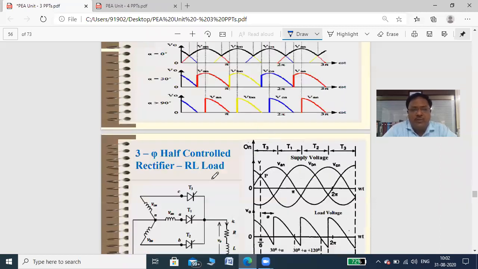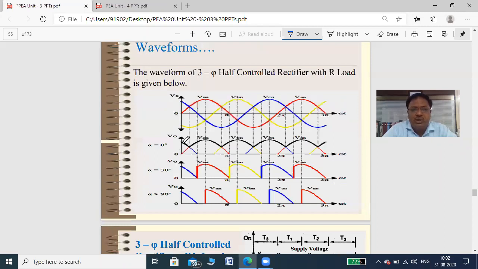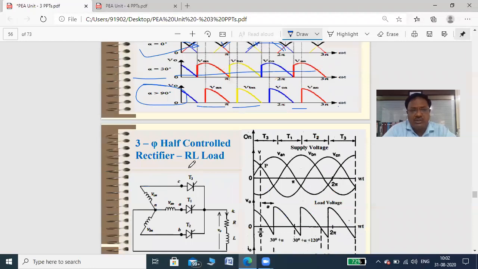So this is the working. If alpha equal to 0, you will get output like this, that is 3 pulses during one complete cycle. Alpha equal to 30, still you are getting a continuous output. But if your alpha is greater than 30, then you will get a discontinuous operation. That already we have seen.